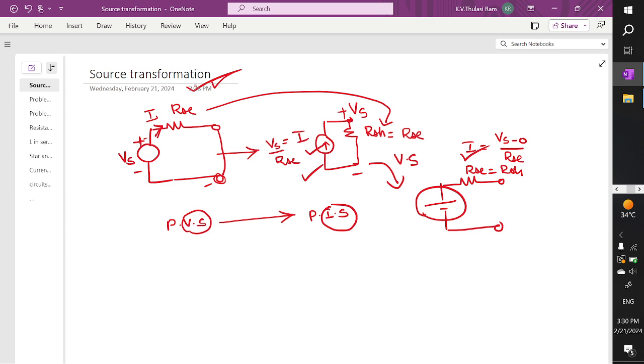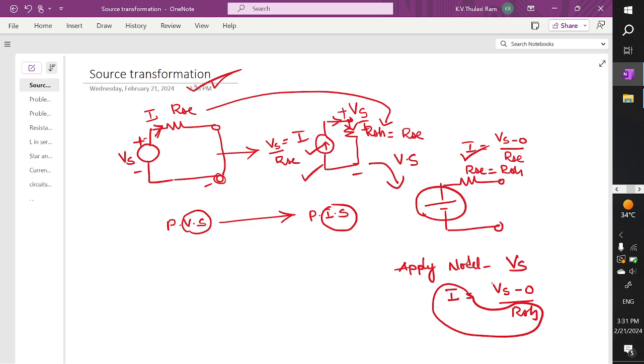Let's apply nodal analysis at node Vs. At this node you can see the current I is entering and the same current is leaving. So I can write this as Vs minus 0 divided by R shunt. So the product of I into R shunt gives the value of the voltage.